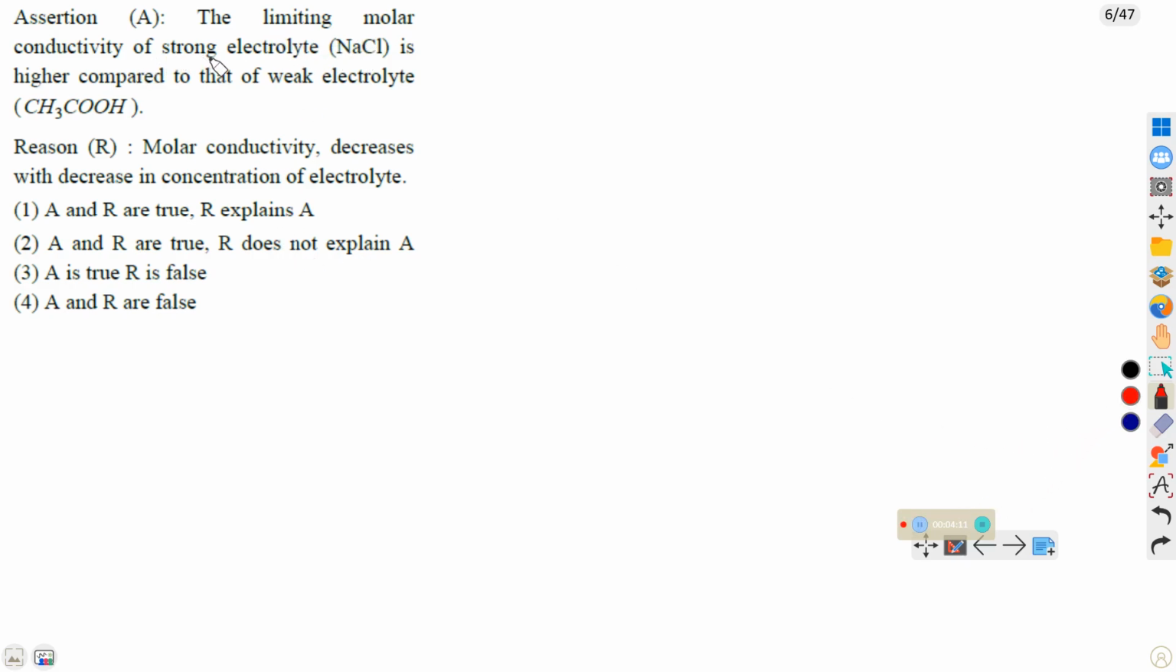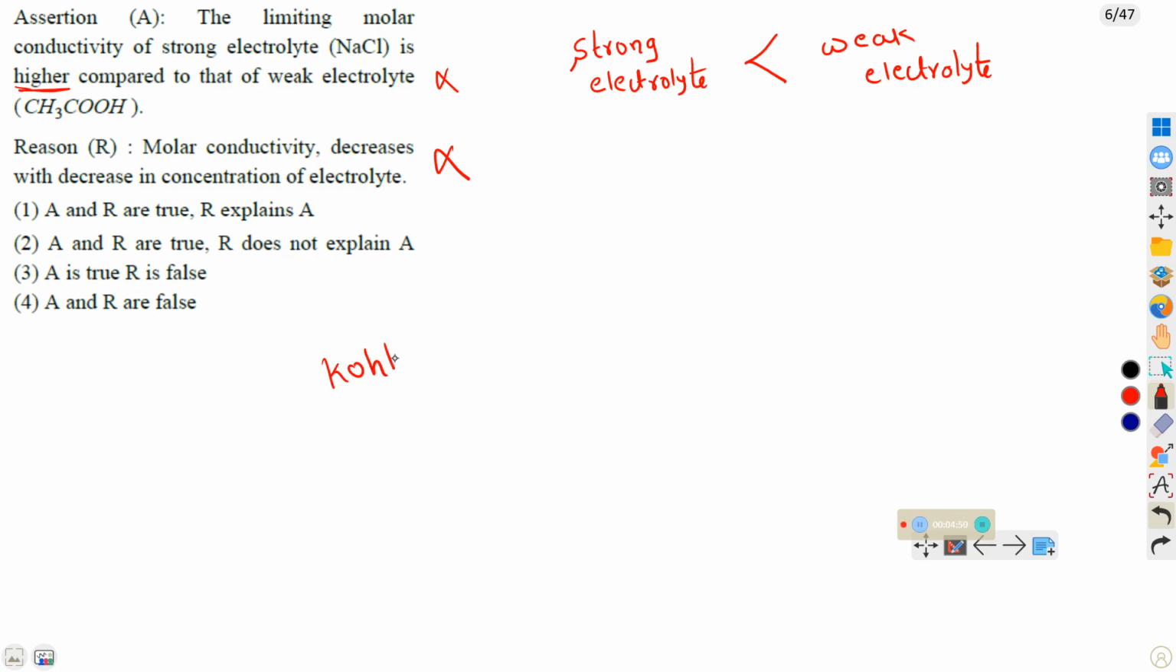The limiting molar conductivity of strong electrolyte is higher compared to that of weak electrolyte. Wrong. Strong electrolyte limiting molar conductivity is lower compared with weak electrolyte. Molar conductivity decreases with decrease in concentration of electrolyte. This is also wrong. Check the Kohlrausch law.